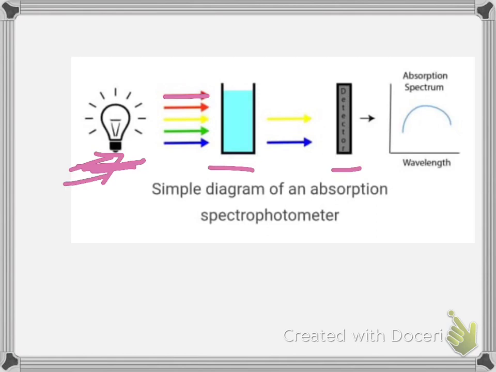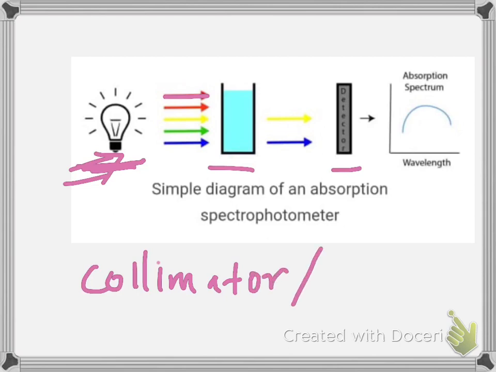Depending on the source, a collimator or prism is used to select the correct wavelength of light. The light then interacts with the sample.